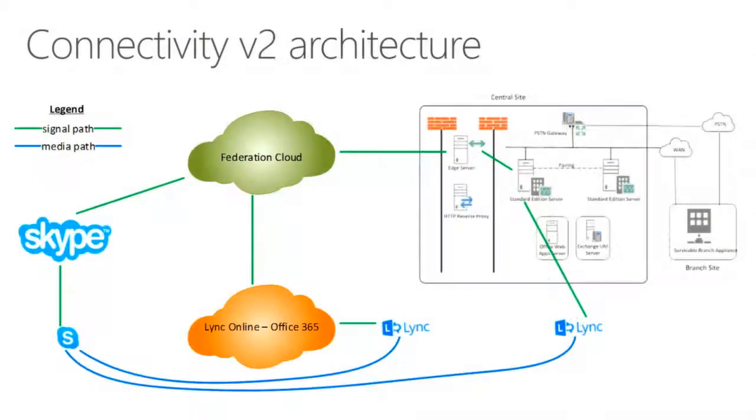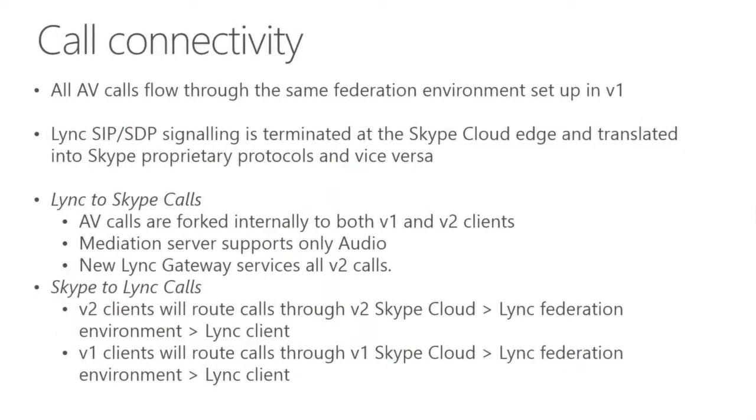V2, you'll notice that the signaling path goes through the Federation cloud, but the media path and some media signaling will go point to point, right? So from the client to the client. Is that thing working? Did I skip a slide? No? No, I don't think so.